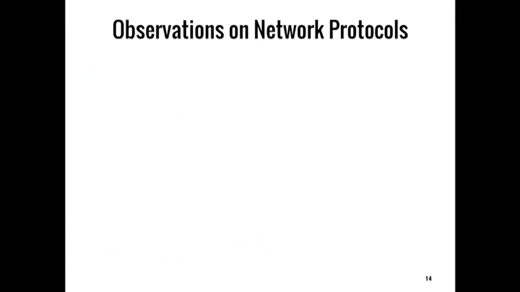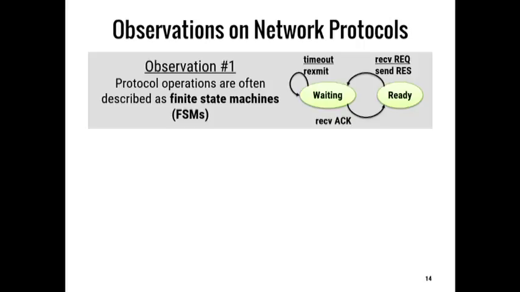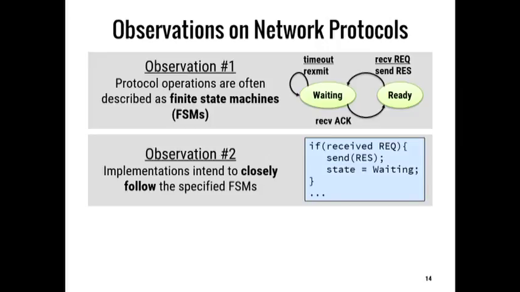Now, before I move into the details of Chiron, let me show you our observations on network protocols. Our first observation is that protocol operations are often described as finite state machines, which dictate the internal state of the protocol, and also specify under which conditions the protocol will make a transition from one state to another. Here you can see an example of an FSM of a hypothetical protocol. The second observation is that implementations tend to closely follow the FSM described in the specification. Here in this code example, whenever it receives a request, it tries to send a response and change the state.